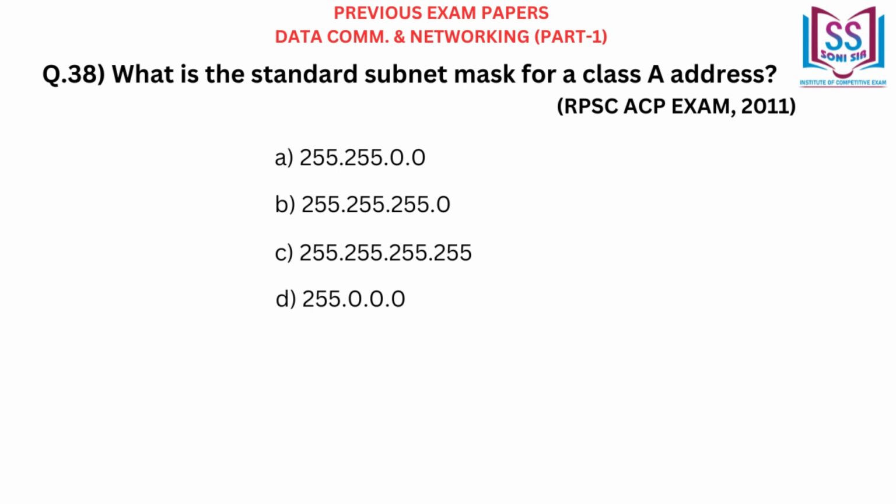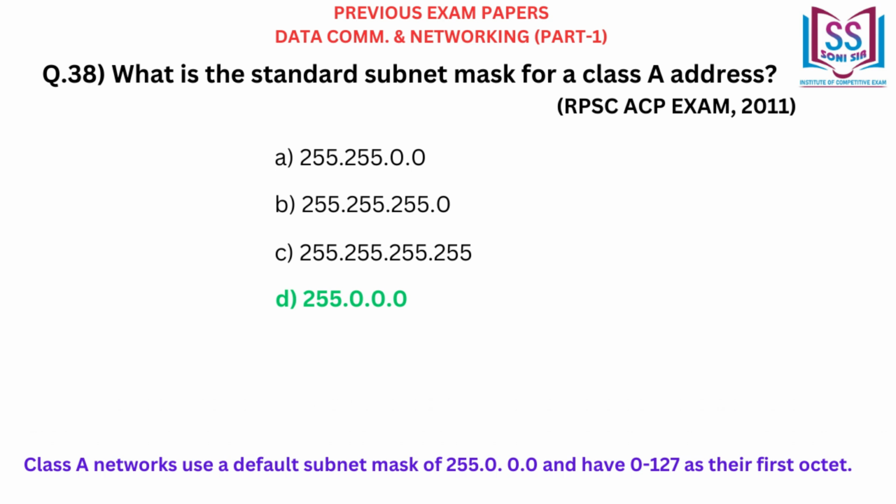255.255.255.255. D. 255.0.0.0. Correct answer D. 255.0.0.0. Class A networks use a default subnet mask of 255.0.0.0 and have 0 to 127 as their first octet.